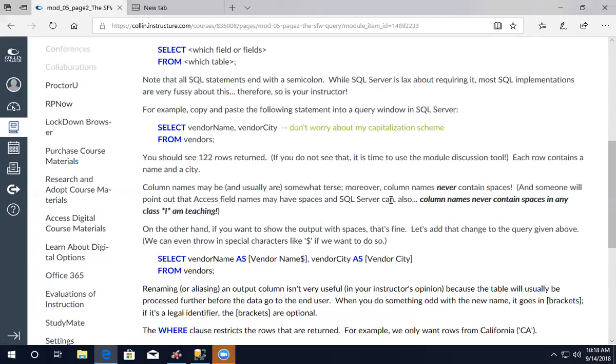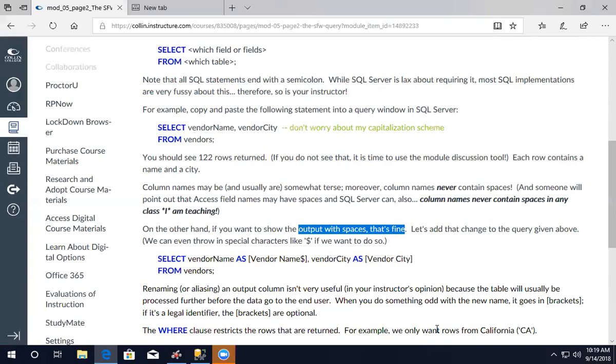Column names are turf. Column names never contain spaces. Even though SQL Server will let you put spaces in your column names and table names for that matter. Never, never, never, never. Talk a little bit about that later. On the other hand, if you want to show output with spaces, that's fine. You can rename it. There's really no reason to, except that we're going to do it just because it's covered in the textbook. So I'm going to show you how to change the name of the output and to put spaces in it if your web server wants it that way.